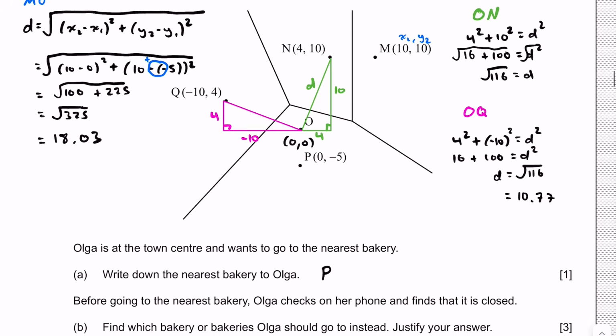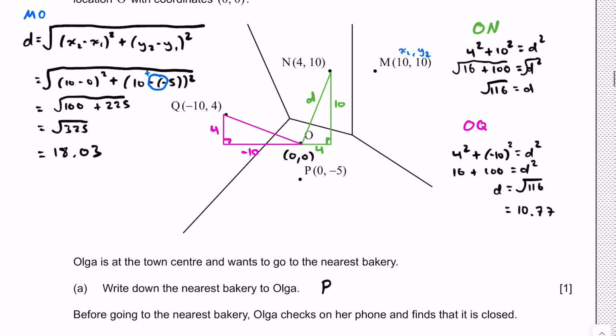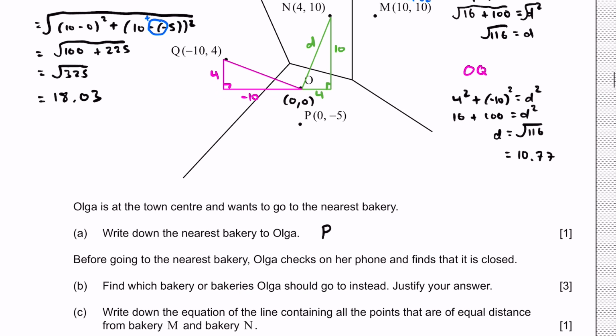Well, if she wants to find the closest one, it would be N or Q. Distance from O to N is root 116. Distance to OQ is root 116. This is much larger at root 325. So let's go ahead and answer this. So what could we say?